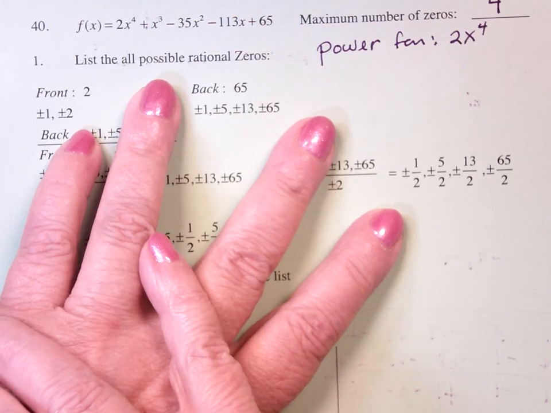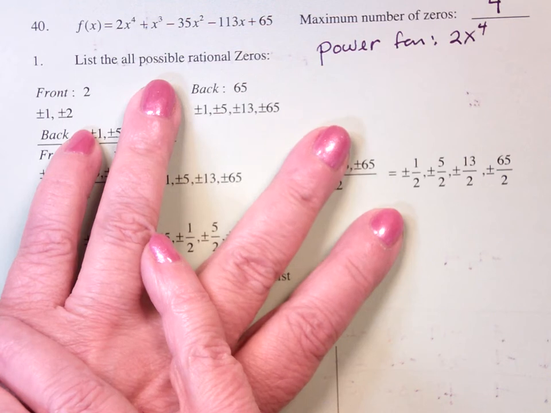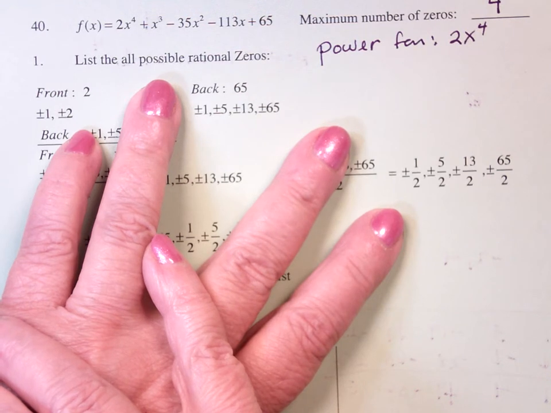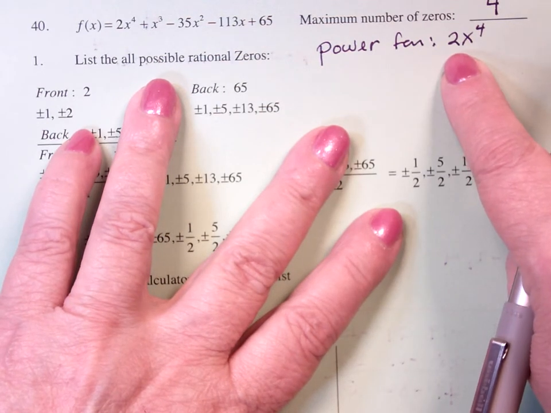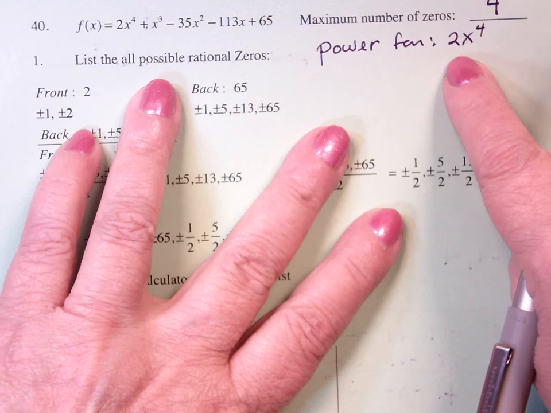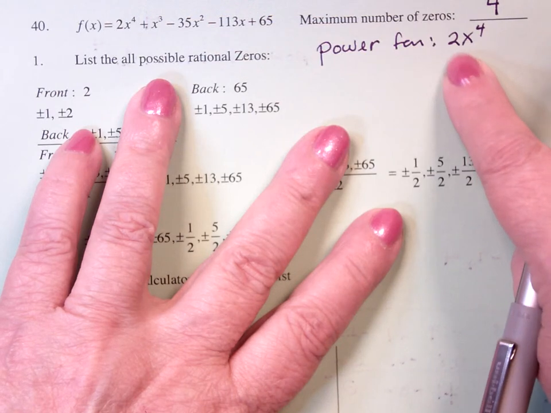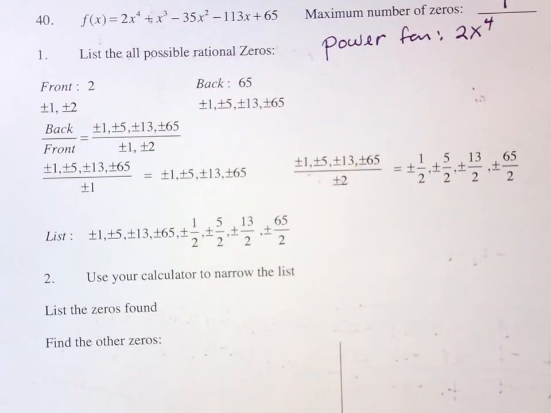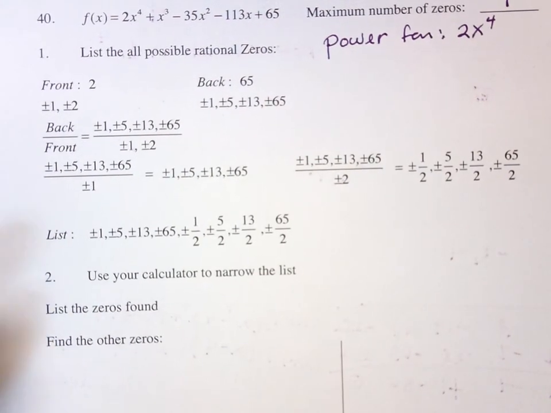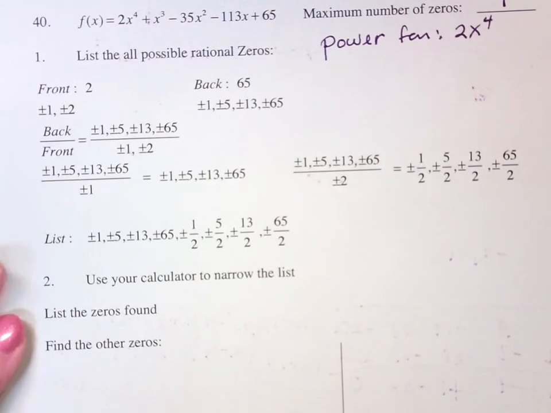So that's the maximum number of times it can cross or touch the x-axis. And it's really a vertical stretch factor of 2, because essentially this doubles the y values. So this thing's going to be pretty steep. But I'm only looking for the zeros, so I don't care.